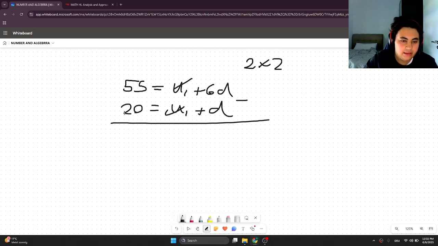So then we're going to have 55 minus 20, which is 35, is equal to 6d minus d, which is 5d.